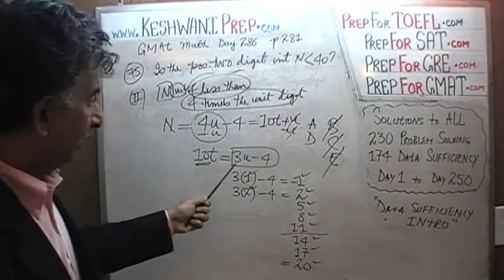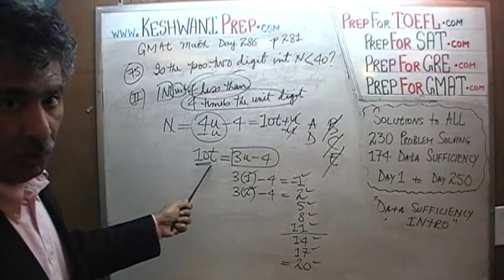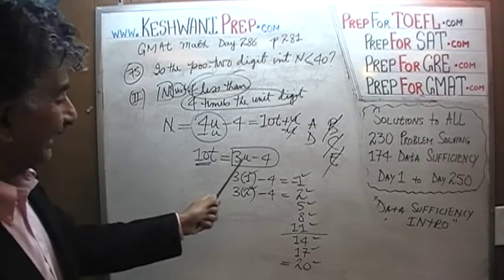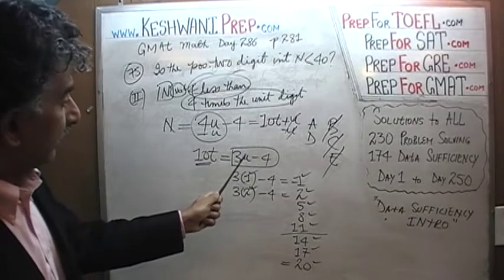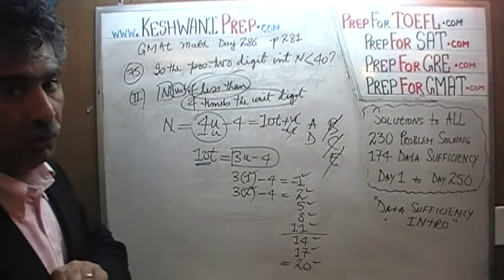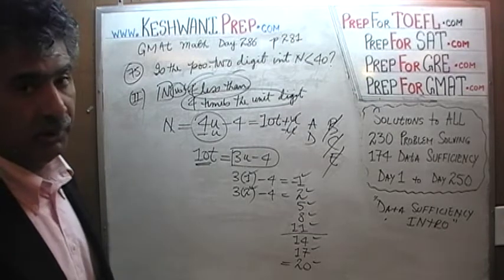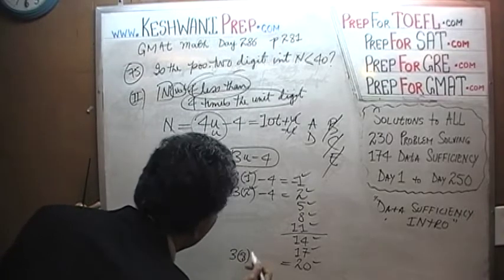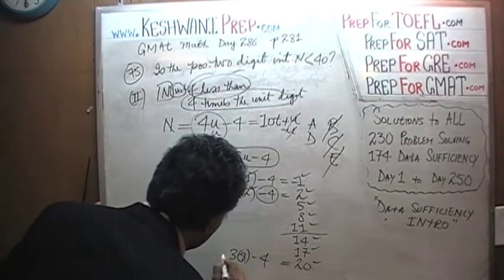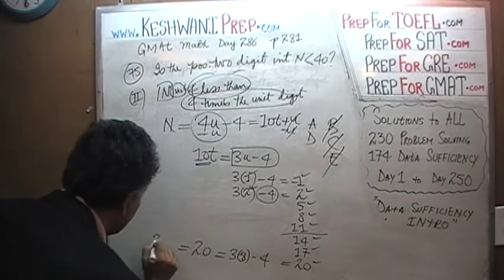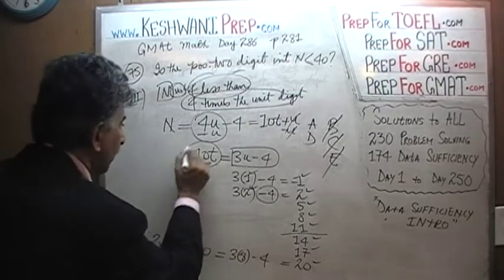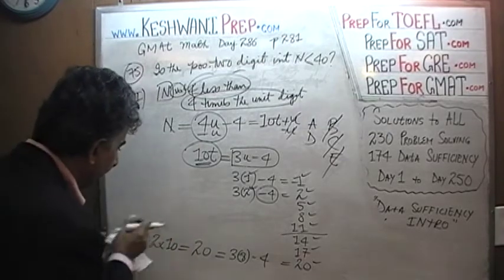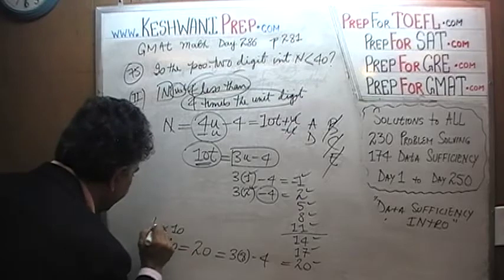For this equation to hold, the unit digit for this number has to be 8. We just located the unit digit. The thing has to be 8. No other value of unit digit will do here. It has to be 8 because 3 times 8, which is 24, minus 4 is going to give us 20, which is 2 times 10, because we are told it has to be 10 times t.